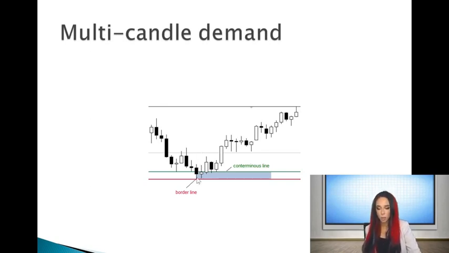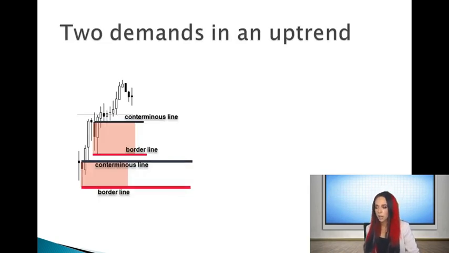Here's another example of a multi-candle area, but this time it's a demand. So here's your obvious low that you located, and this white candle is the first candle that stopped moving in the same direction. Therefore, this first white candle is going to become your conterminous line, where you want your pullback entry to happen. Now I want to show you some other examples just to make everything really clear.